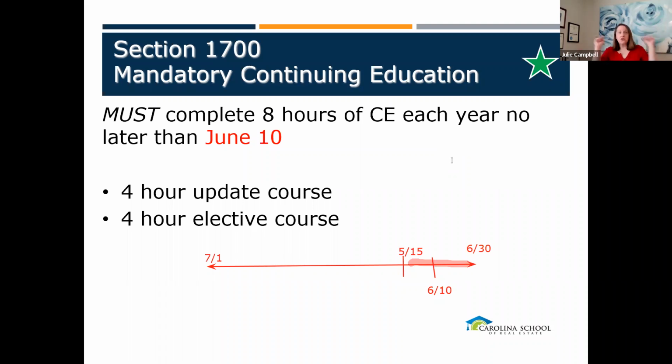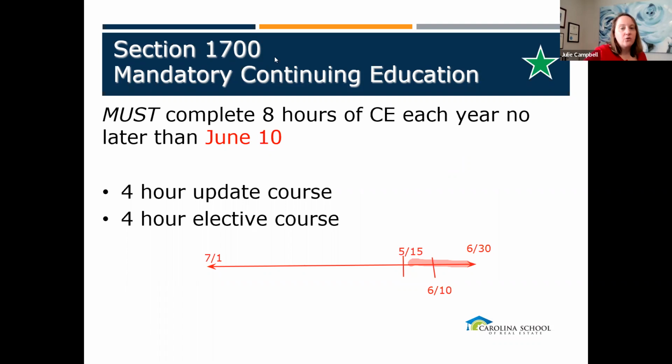If you wake up on June 11th and go, oh my God, I didn't do CE, I forgot to do CE, make sure you pay the fee. Do CE and pay the fee, because at least when you wake up on July 1st, your license will be inactive. Unfortunately, it will remain inactive until you can do CE.